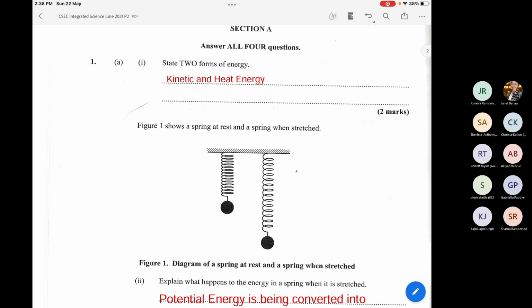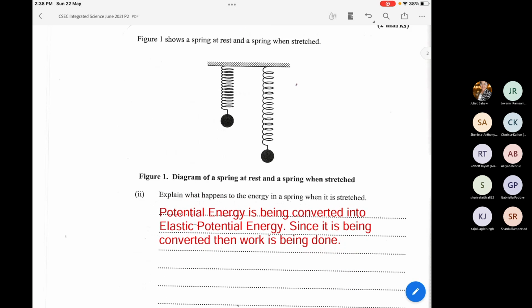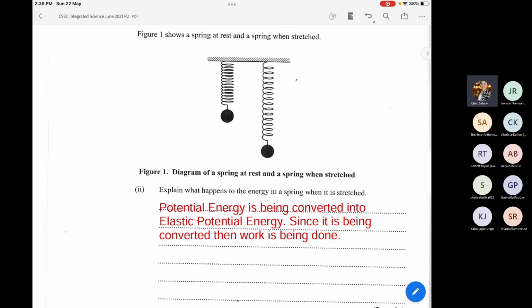State 2 forms of energy. So again, you could have many answers here. I chose kinetic and heat energy. Figure 1 shows a spring at rest and a spring when stretched. Explain what happens to the energy in a spring when it is stretched. So the spring has the ability to recoil and coil or stretch. So potential energy is being converted into elastic potential. So that's when it's actually stretching, elastic potential. Since it is being converted, then work is being done. All right, any answers you would like to share here?